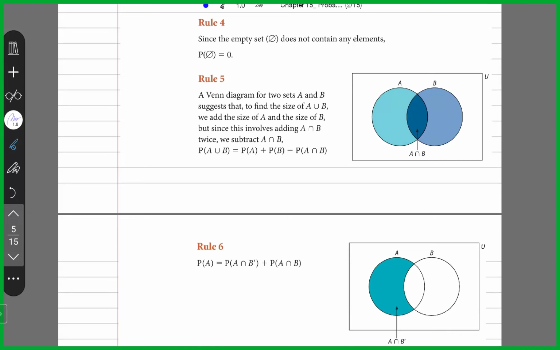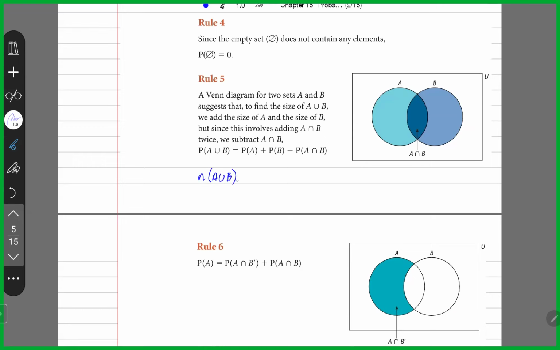Rule 5, the Venn diagram of two sets A and B suggests that to find the size of A union B, we add the size of A and the size of B. But since this involves adding A intersect B twice, we subtract A intersect B. So the probability of A union B is the probability of A plus the probability of B minus the probability of A intersect B.